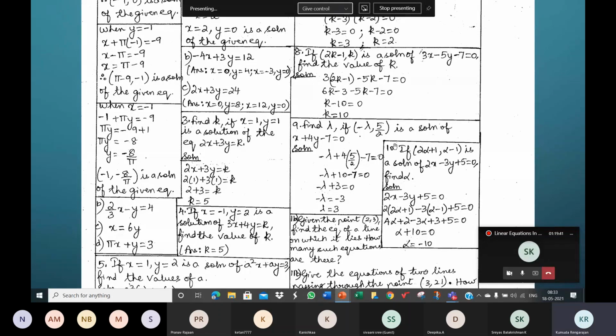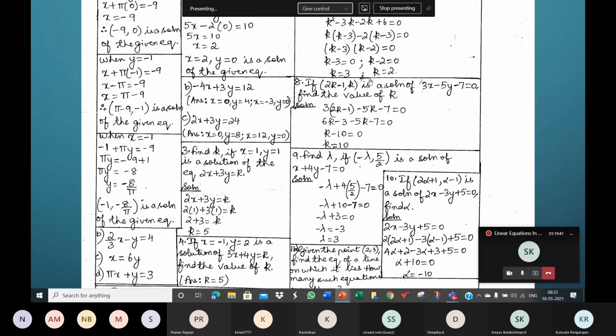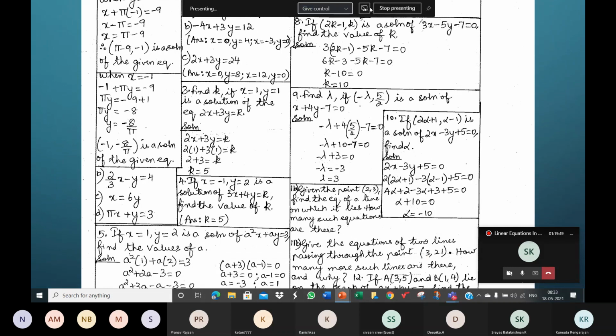In fact, 8, 9, and 10 you can understand yourself. Please have a look at 8, 9, and 10.